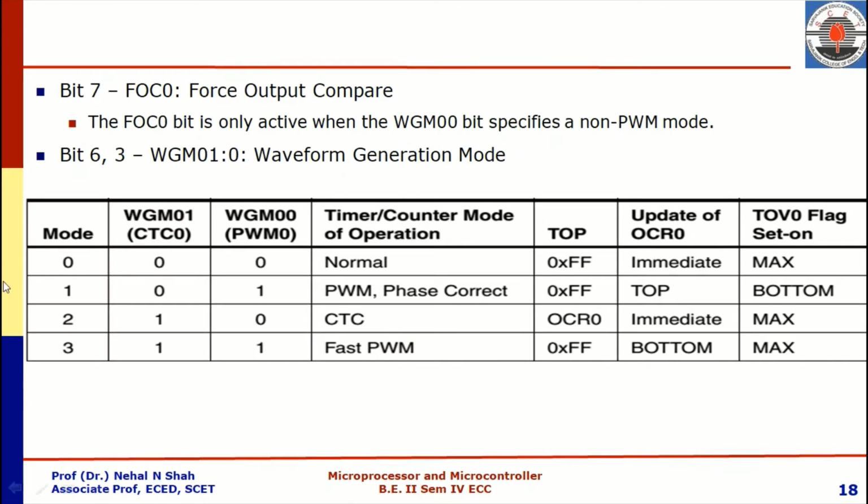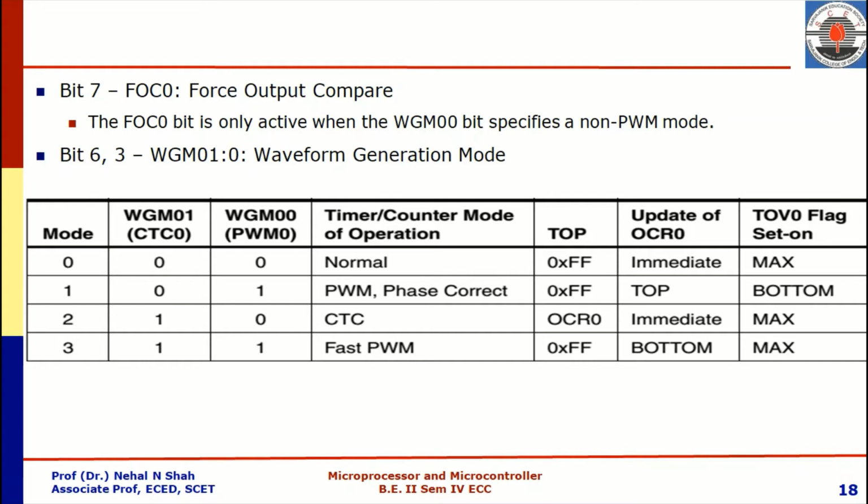Bit 7 of TCCR register is force output compare. This bit is active when waveform generation mode bits specify a non-PWM mode. Waveform generation mode is decided by bit number 6 and bit number 3 of TCCR register. If these 2 bits are 00, then the unit will be in mode 0 and it will work as normal timer counter.